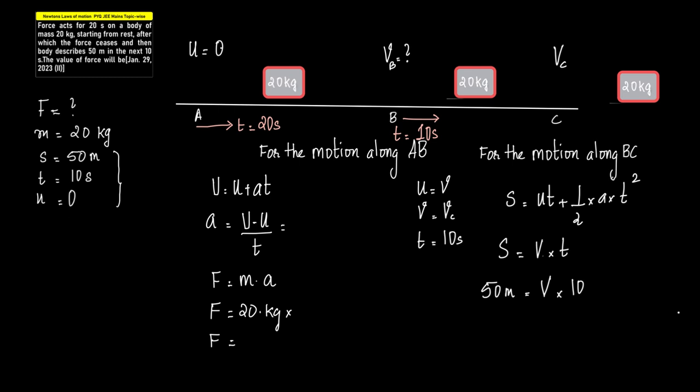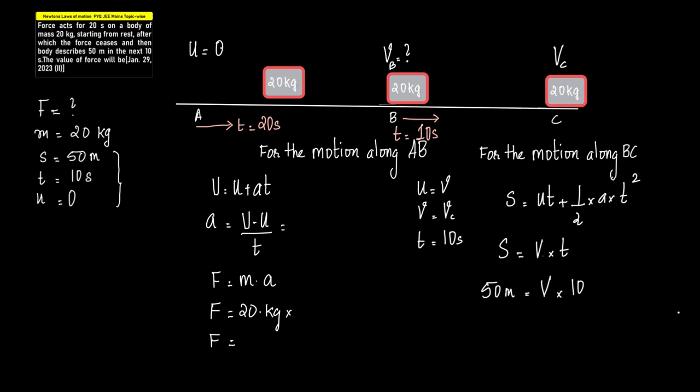Now, to have better clarity on the diagrammatic side, we'll consider this diagram here. This represents motion of a body from A to B, which takes place in the first 20 seconds, and then the force ceases to act. Therefore, we have B to C for 10 seconds.